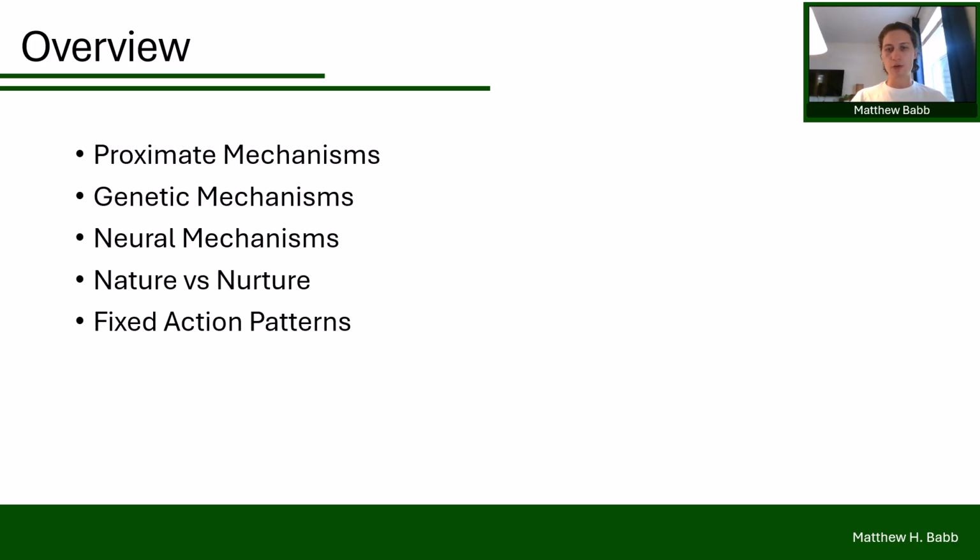Just a couple of overview parts of this talk. We talked about the proximate mechanisms, specifically genetic mechanisms and neural mechanisms. We talked about nature versus nurture and which is more important. The idea is that they're actually both quite important. And then we really went deep into fixed action patterns.